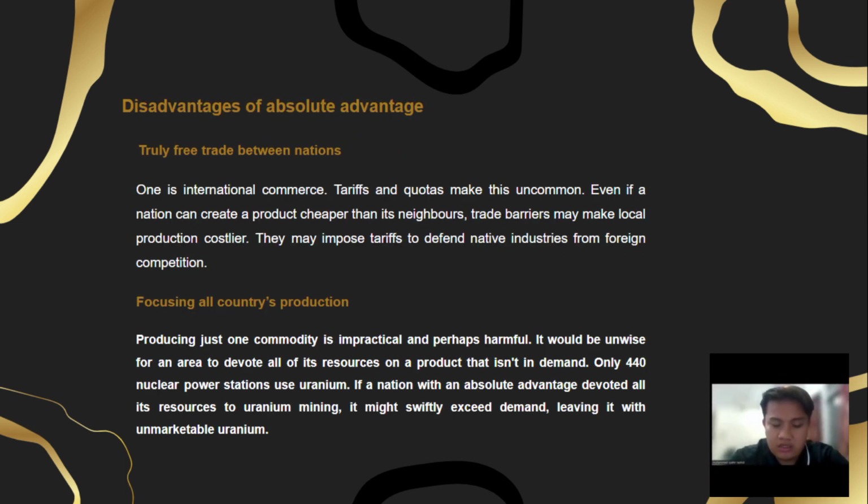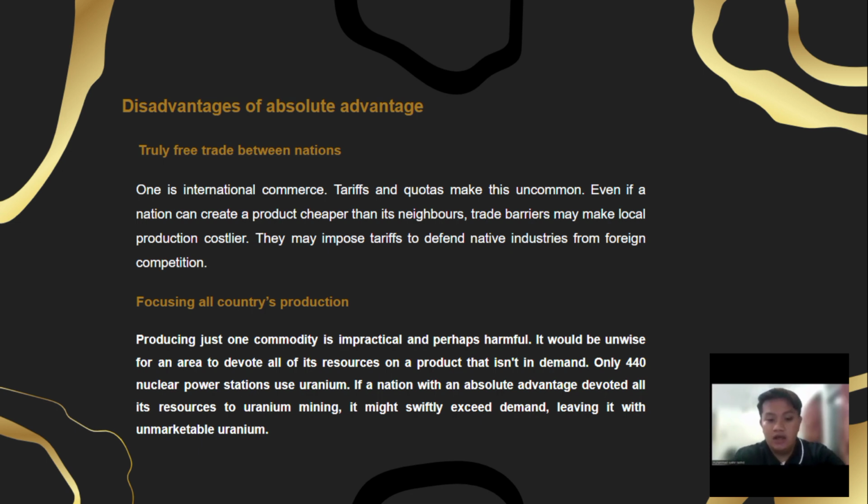Right. And then the last one, which is the disadvantage of absolute advantage, which is that truly free trade between nations is uncommon. International commerce tariffs and quotas make this uncommon. Even if a nation can create a product cheaper than its neighbor, trade barriers may make local production costlier. They may impose tariffs to defend native industry from foreign competition.